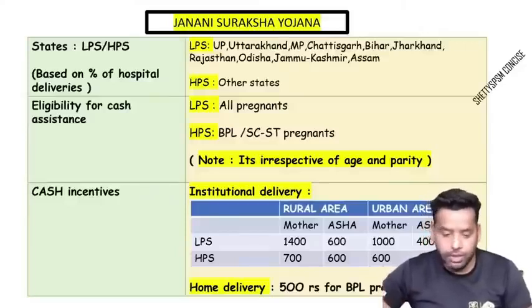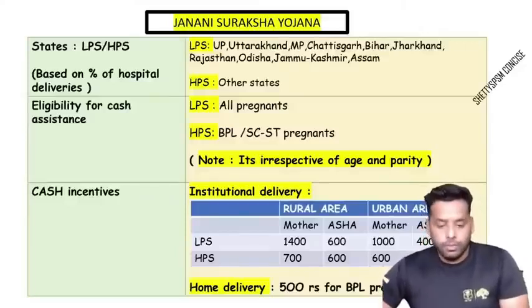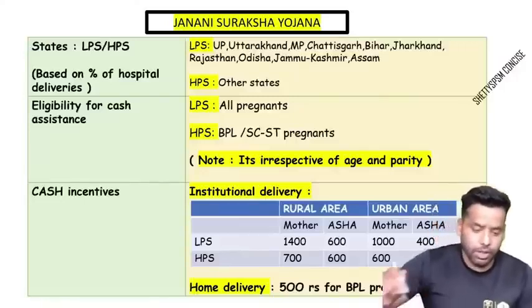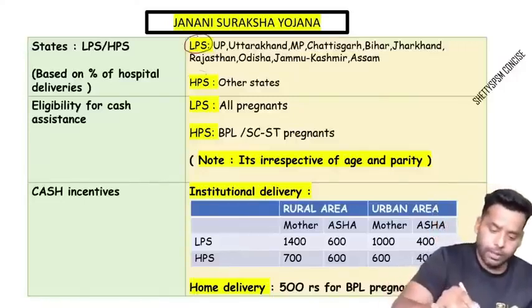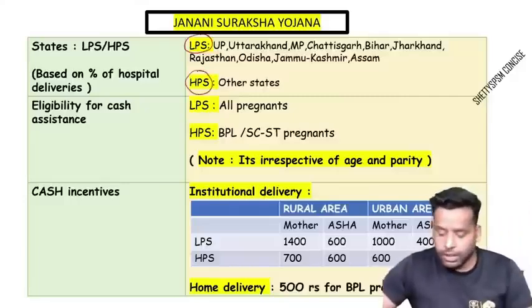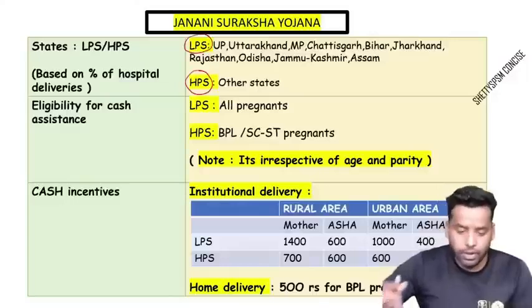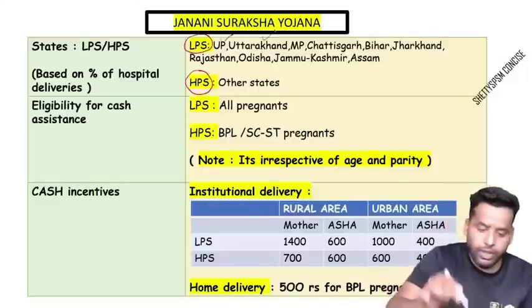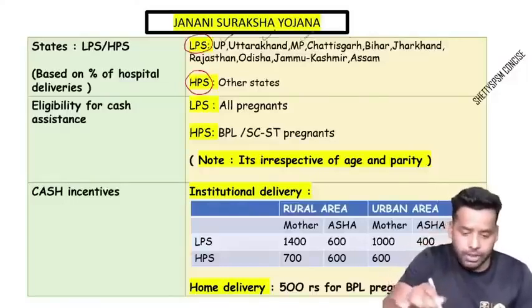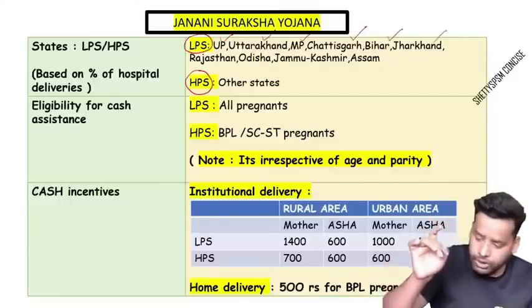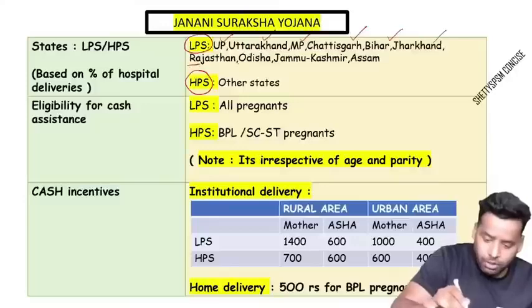Janani Suraksha Yojana. A pregnant woman will come to the hospital and deliver. For that she will be given some incentives. Low performing states, high performing states. Total 10 low performing states are there. Very easy to remember. UP and Uttarakhand were together, now separate. MP and Chhattisgarh were together, now separate. Bihar and Jharkhand were together, now separate. Along with those 4 states, you can remember the mnemonic: Roja.